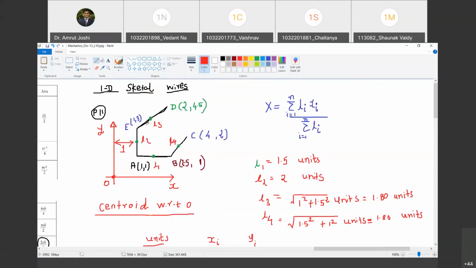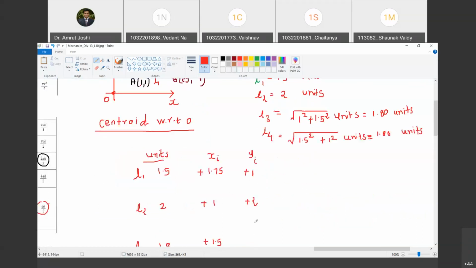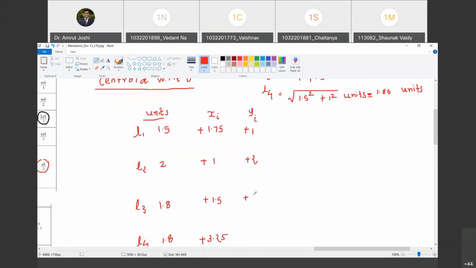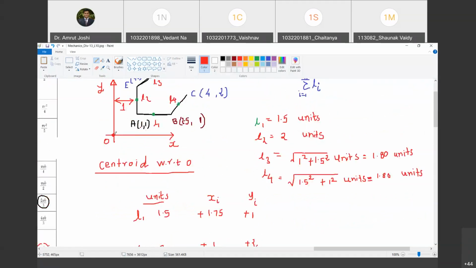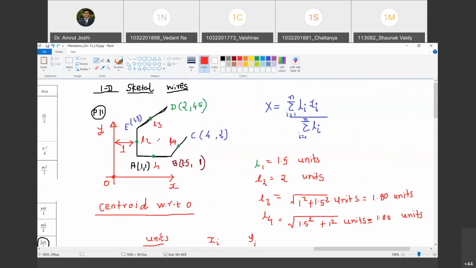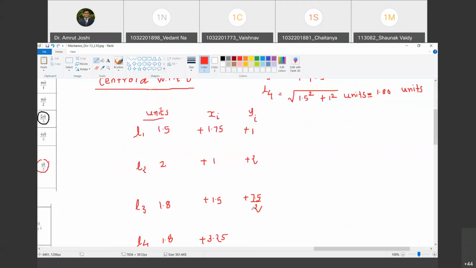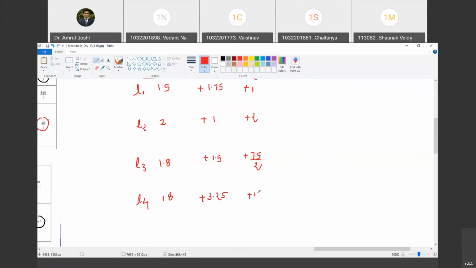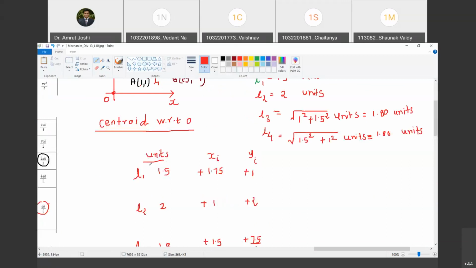Yes, sir. L3 के लिए क्या होगा, 3 plus 4.5, that is 7.5 by 2. Are you with me? Yes, sir. So it is 7.5 by 2, positive, because with reference to O, all the centroids are either towards right or towards up. Are you with me? Yes, sir. L4 के लिए क्या होगा बोलो, 2 plus 3 by 2, that is plus 1.5. Happy? Yes, sir.